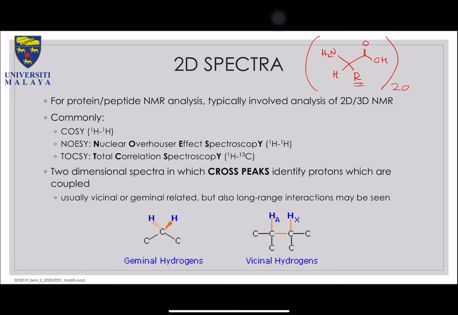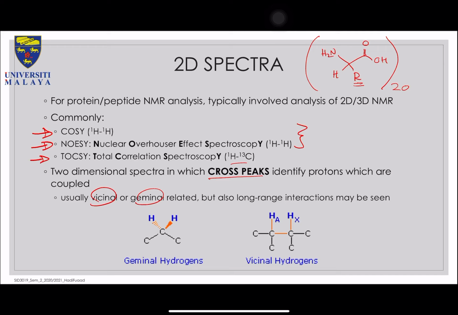All right. So the common 2D NMRs that we use to identify a protein or peptide sequence: one, COSY, again proton-proton interaction. You can use NOESY, nuclear Overhauser effect spectroscopy, we will look at that in the next few slides, and also TOCSY, which is total correlation spectroscopy. So the first two are looking at a homonuclear interaction, while the third one is looking at the heteronuclei interaction. Okay, two-dimensional spectra in which cross-peaks identify protons which are coupled, usually vicinal or geminal related, but long-range interaction may also be seen. So the keyword over here is cross-peak identification. We will look at it in the next slide. And also just the terminology, vicinal and geminal.